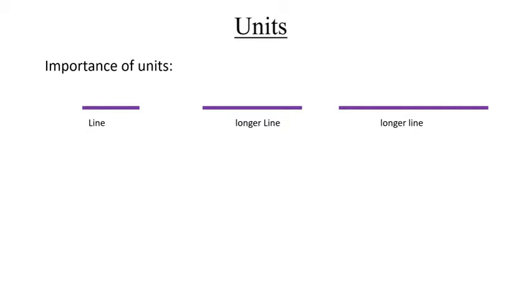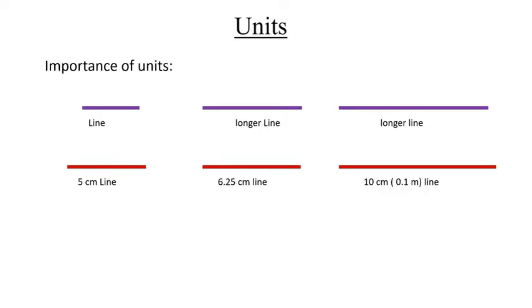To describe that exactly, we need units. Let's consider that this line is 5 centimeter long. Now we don't know what a centimeter is, but this is 5 centimeter long. Now let's draw another line. By comparing, we see that this one is 6.25 centimeter. If we draw another line, you can see that this one is 10 centimeter long. Now we are getting an exact value of how long the line is. The first one is 5 centimeter, the next one is 6.25, and the last one is 10.